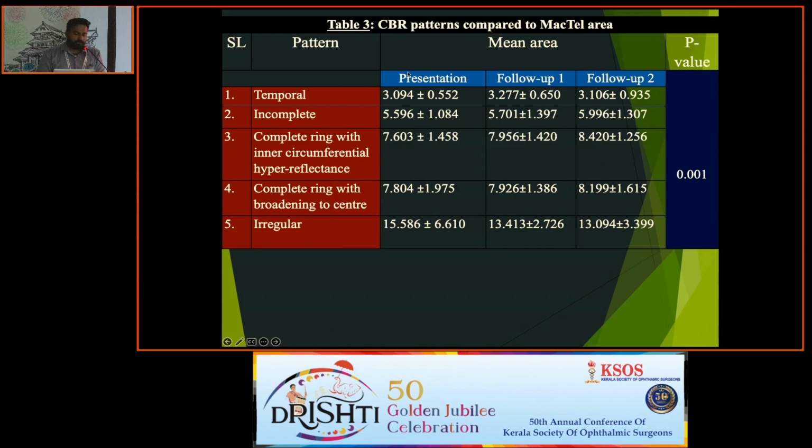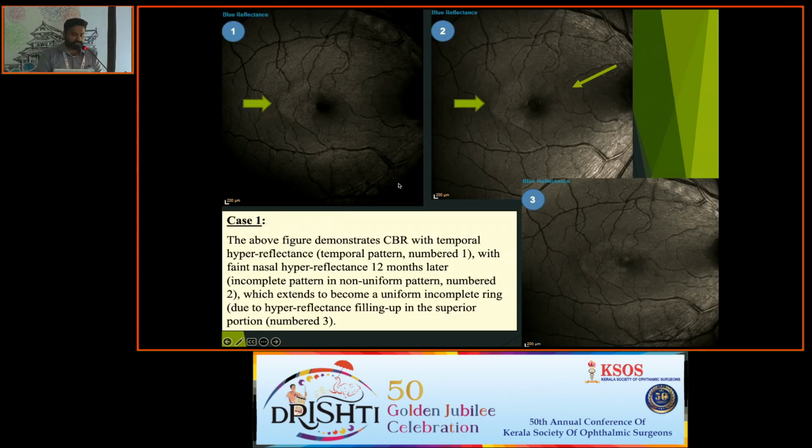As we see, the temporal pattern had the lesser area of macular involvement at presentation and follow-up, followed by the irregular pattern, which had the maximum area. So here's one example which shows that hyperreflectance is predominantly focused temporal to the macula, as demonstrated by the green arrow. At 12-month follow-up, the patient presented with faint hyperreflectance involving the nasal sectors, and after 2 years of follow-up, the superior sector has also been filled up to form an incomplete pattern of reflectance.